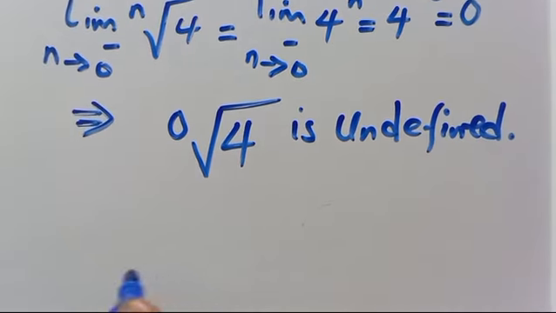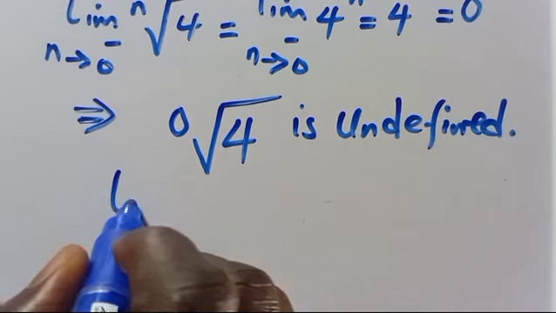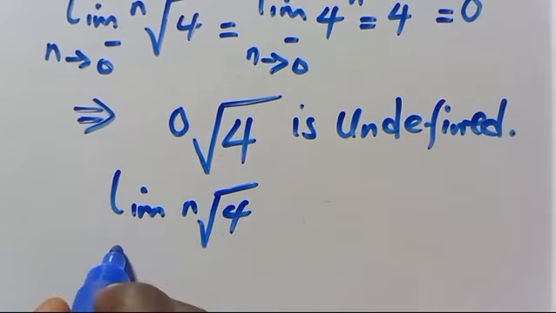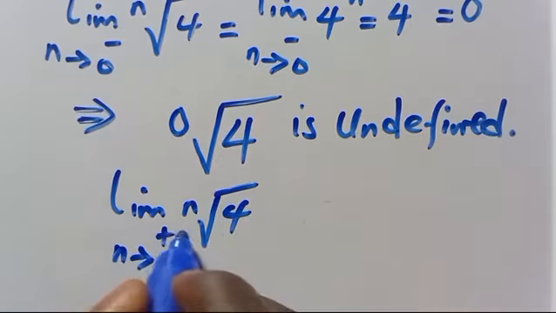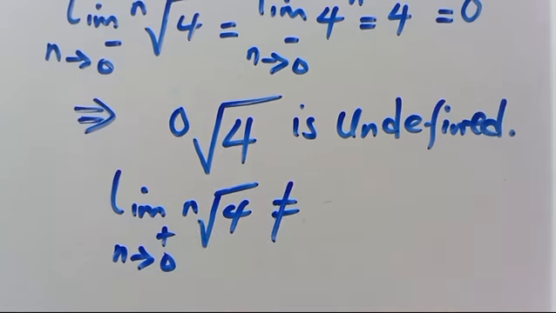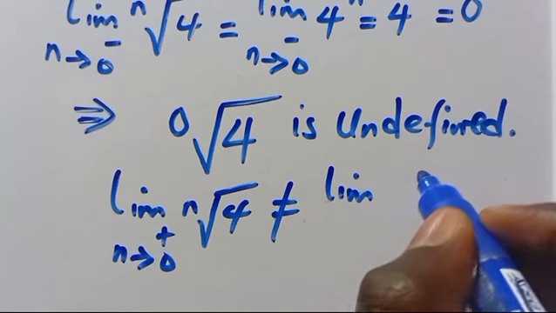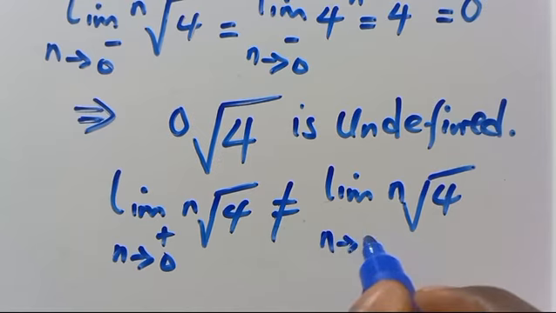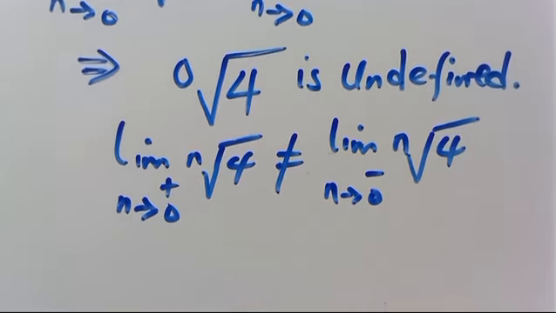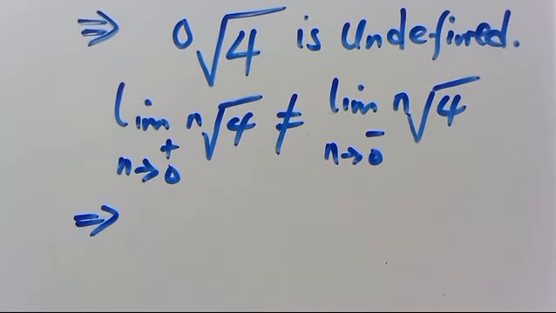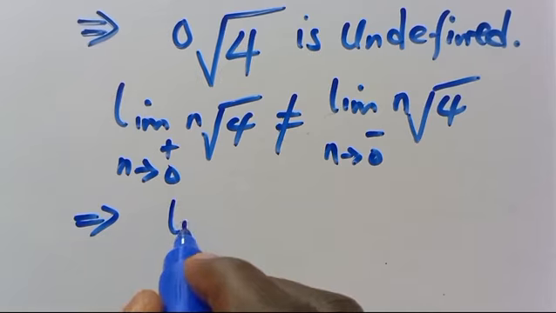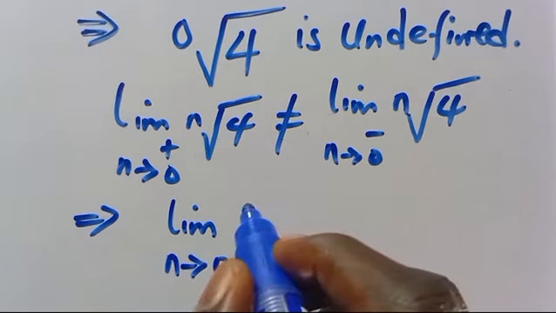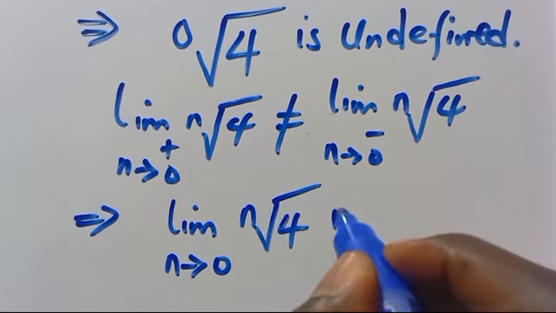And the reason is that the limit of the nth root of 4 as n tends to 0 from the right does not equal the limit of the nth root of 4 as n tends to 0 from the left. So therefore, the limit as n tends to 0 of the nth root of 4 is always undefined.